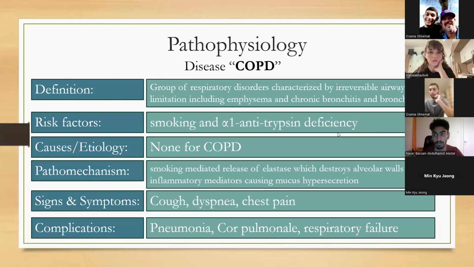This is for the pathophysiology part. Again, very briefly, you have to make a summary for every disease. That's very short, and you have to follow a schematic like this. This is what you will be asked in the exam, okay? Definition, risk factors, causes, pathomechanisms, signs and symptoms, and finally complications, okay? And you go with this plan with every disease.